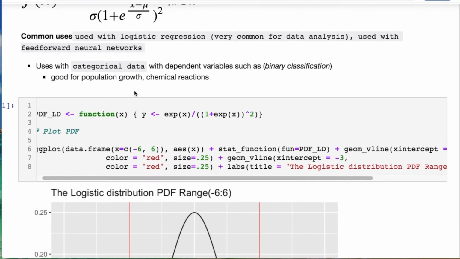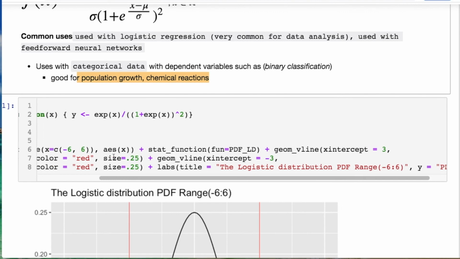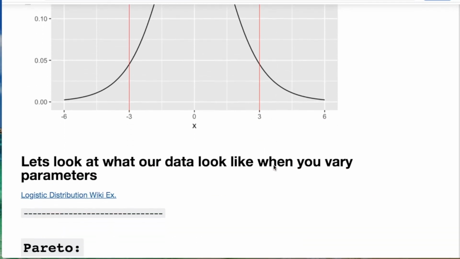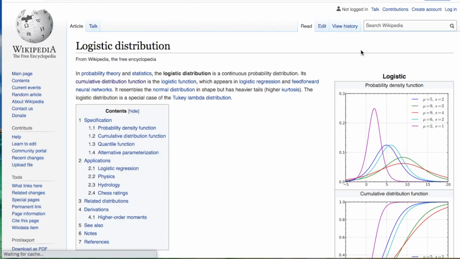If you're looking for something that's like chemical reactions or growth processes, this is also good. But here's what the plot looks like if you're curious for the code. This doesn't look very useful. It's just showing where confidence intervals are cut off for something that looks normal. Let's look at doing a comparison and change up our mean and standard deviations and see how this changes.